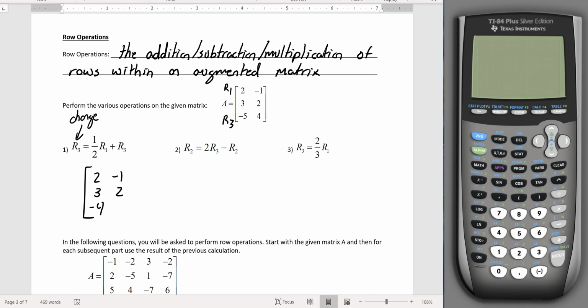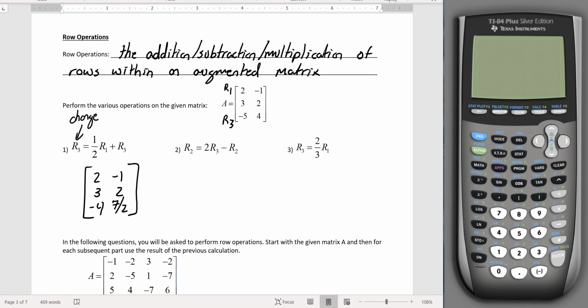1/2 of R1, negative 1. So that would be negative 1/2 plus 4 would be 3.5, although we don't use decimals in matrices. So we would write this as a fraction 7/2. That kind of looks like a z, though. Let's try that again. 7/2. And there we go. That's what that would look like. So let's try another one.